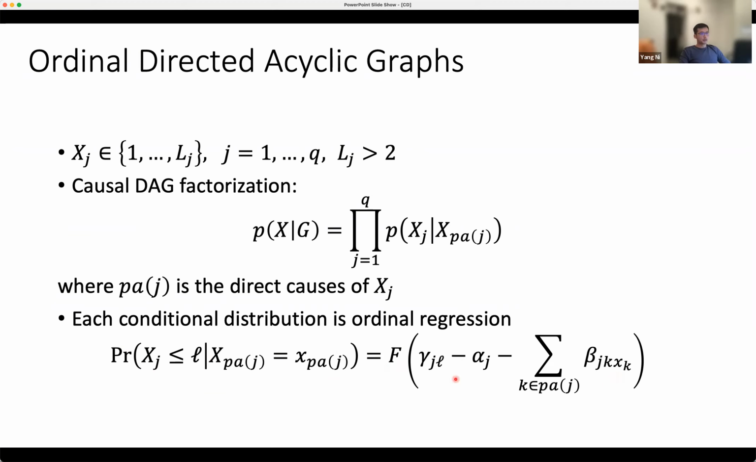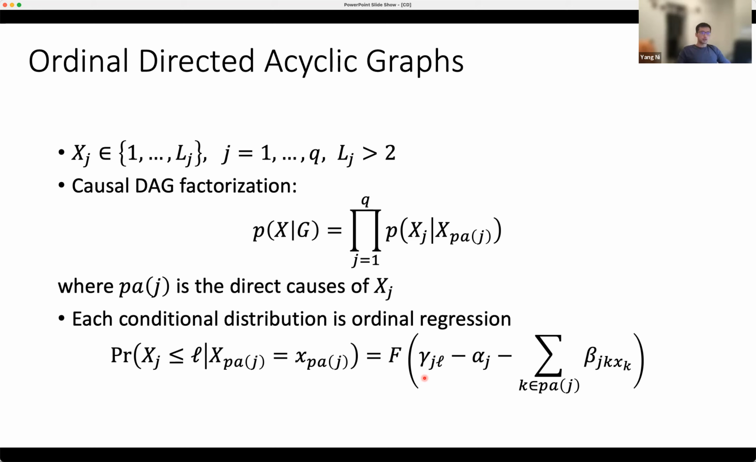Beta is the regression coefficient, alpha is the intercept, and gamma is the ordinal regression category-specific cutoff. So nothing really new here, standard ordinal regression, right? So that's our model. Our model is basically two very standard components. One is the DAG factorization that everyone knows in the causal graph literature. And second, for the conditional distribution in the DAG factorization, because we're dealing with ordinal data, we use ordinal regression. So the model is extremely simple.